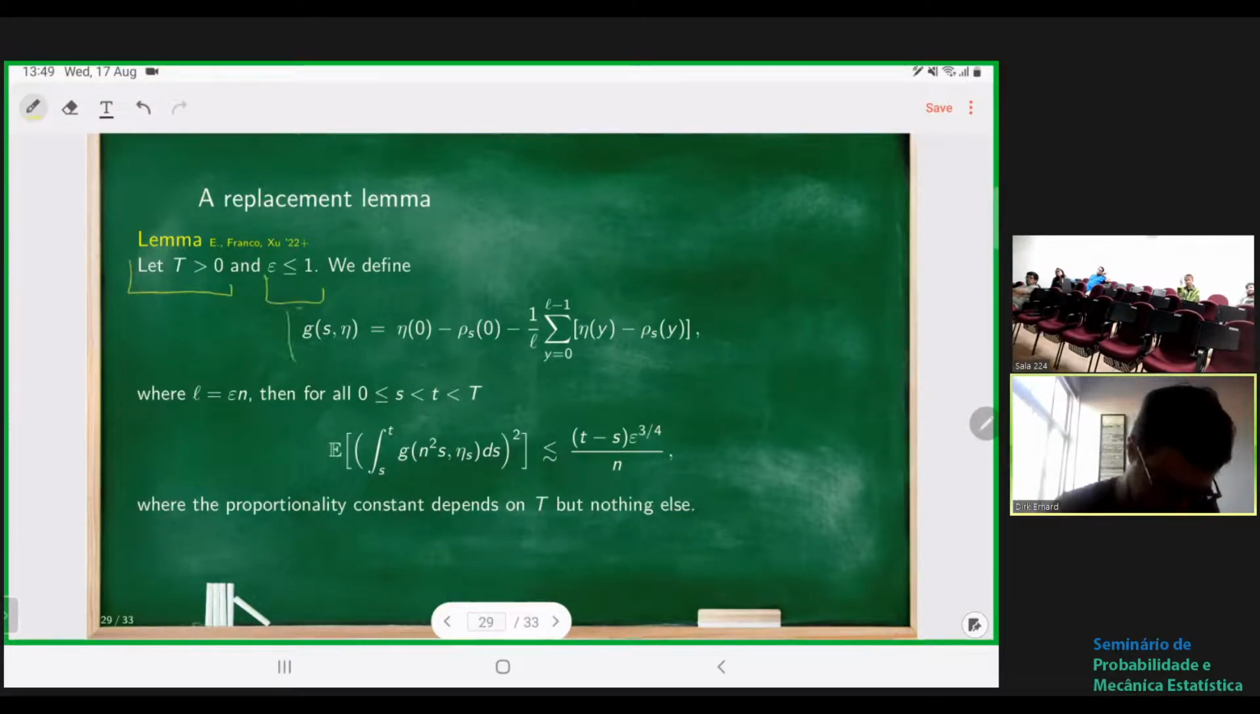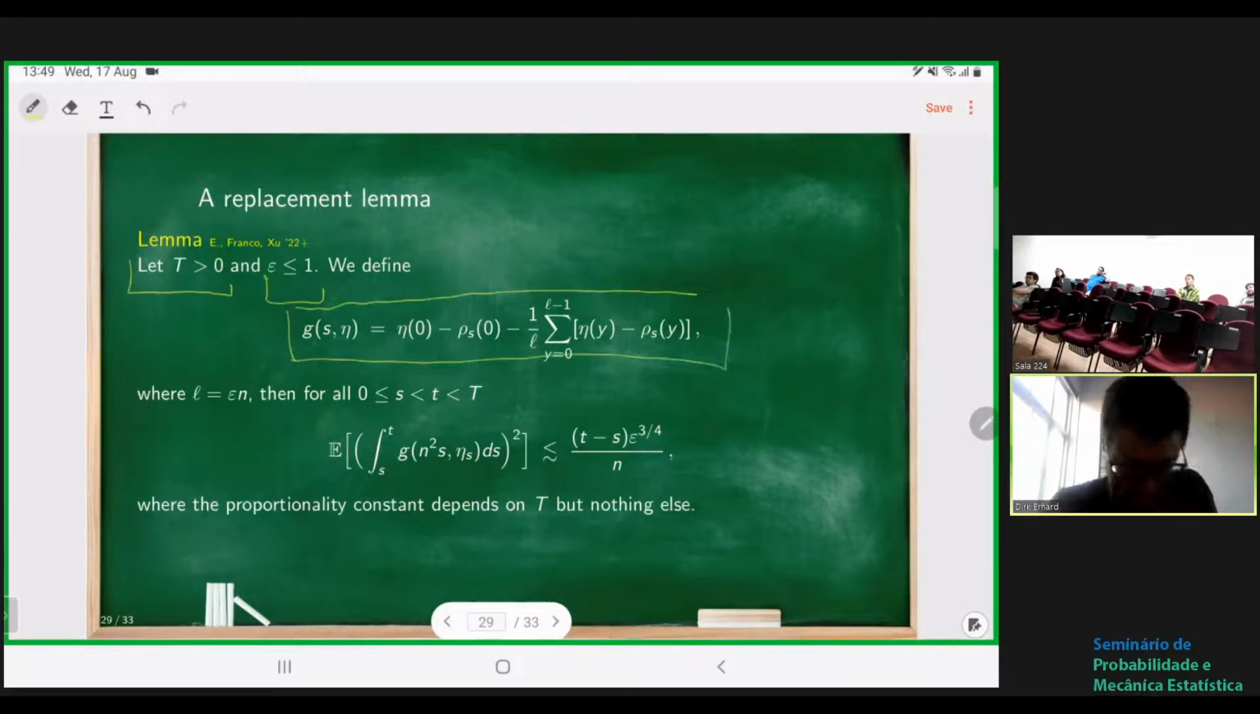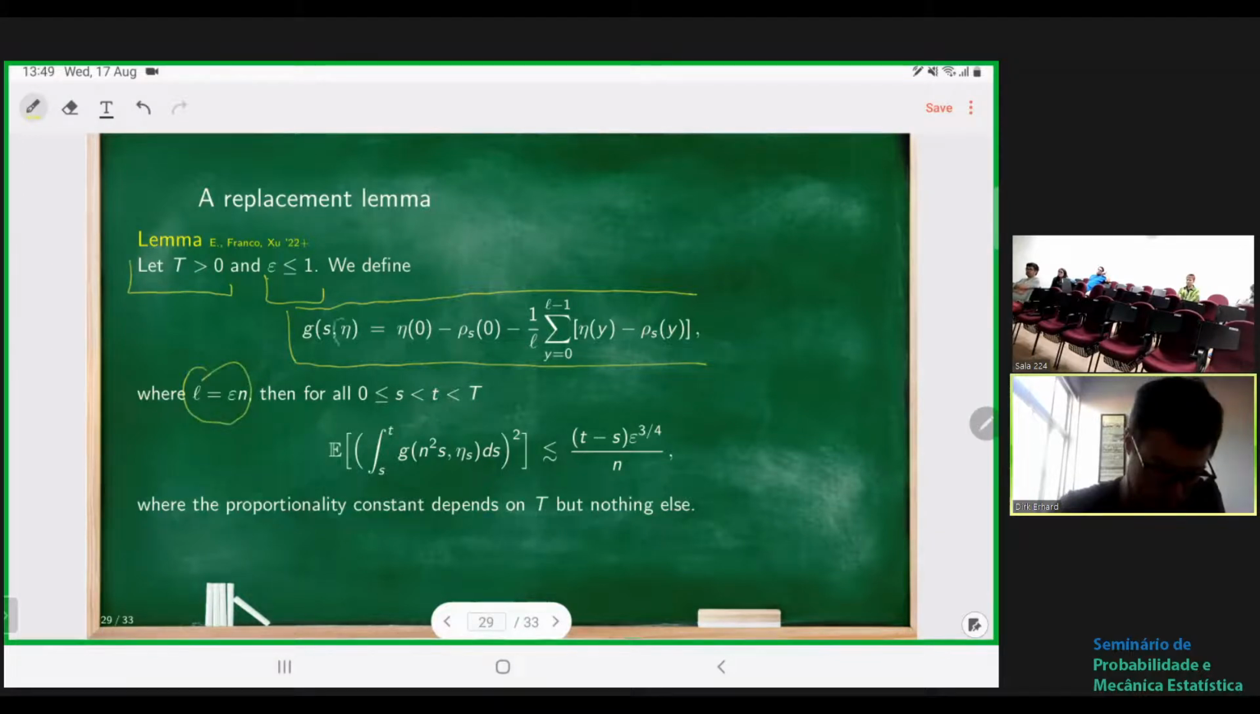And then you look at this kind of replacement, which depends on space and on time. Space and time, which is eta 0 minus rho s of 0 minus 1 over L, the sum from 0 to L minus 1 of eta y minus rho s of y, where you think of L being given by epsilon n. So if this eta would be here really eta s, then it's really literally what I just wrote down in the approximation.